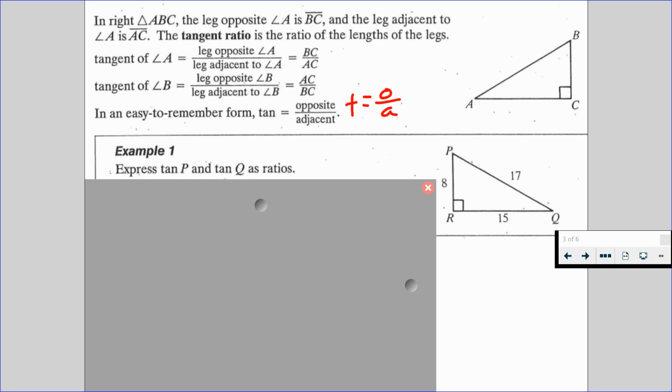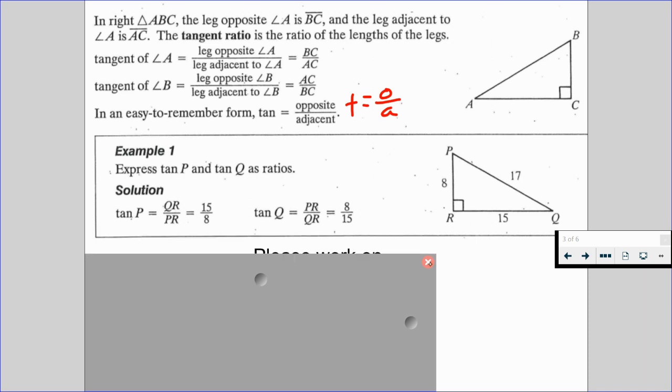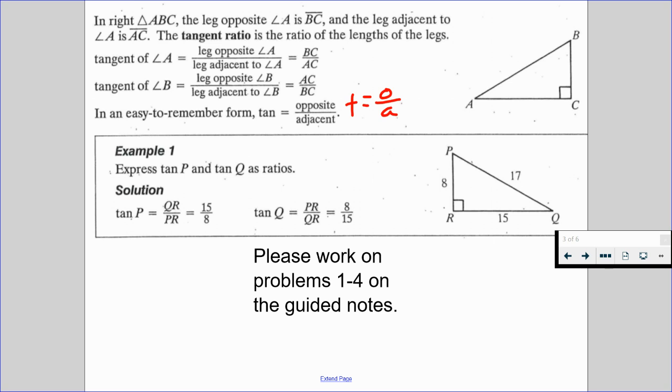In example number 1, we are asked to express tan of P and tan of Q as ratios. Well, for tan of P, it's going to be QR over PR, which is 15 over 8. And tangent of Q is going to be PR over QR, which would be 8 over 15. Notice how our hypotenuse of 17 is never used at all. With this in mind, please work on problems 1 through 4 on the guided notes and resume when you're ready to move forward.